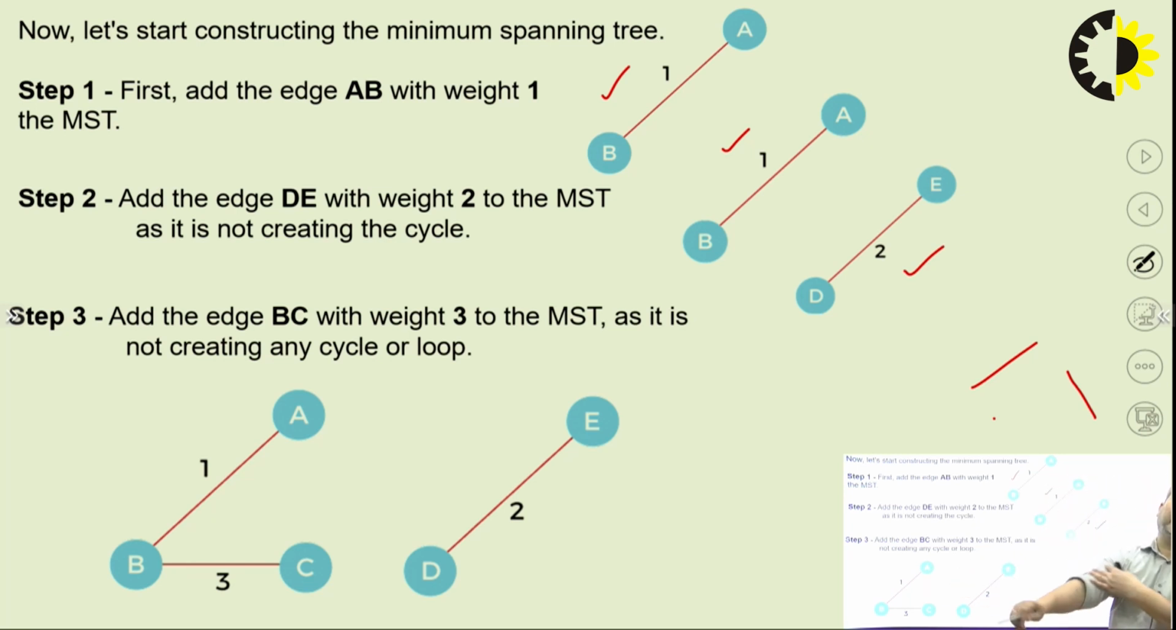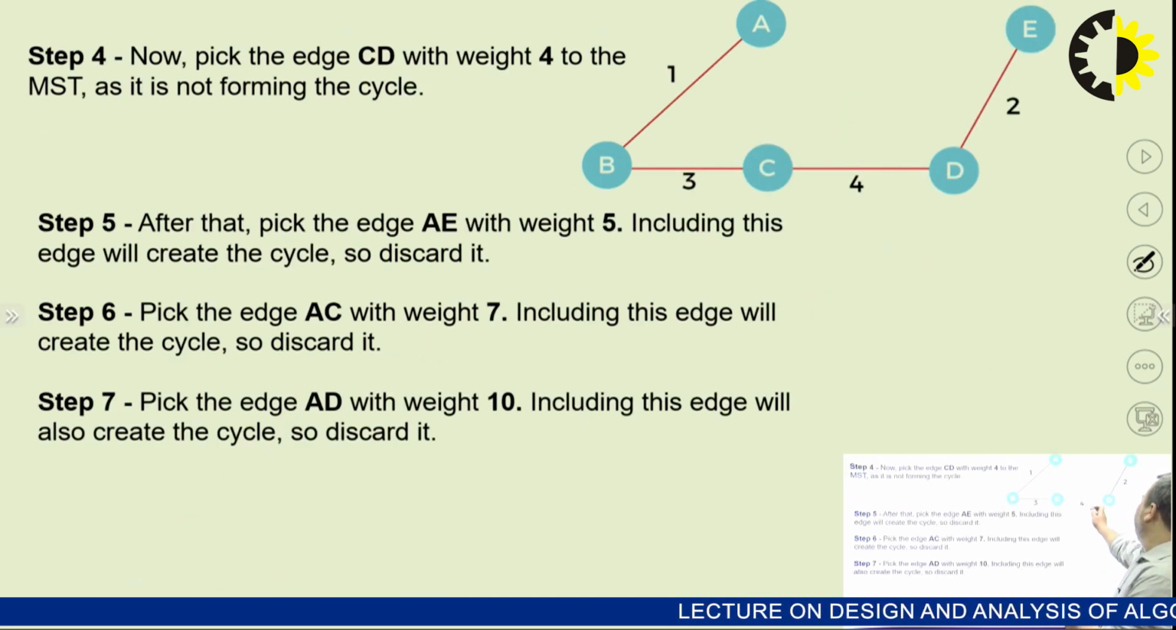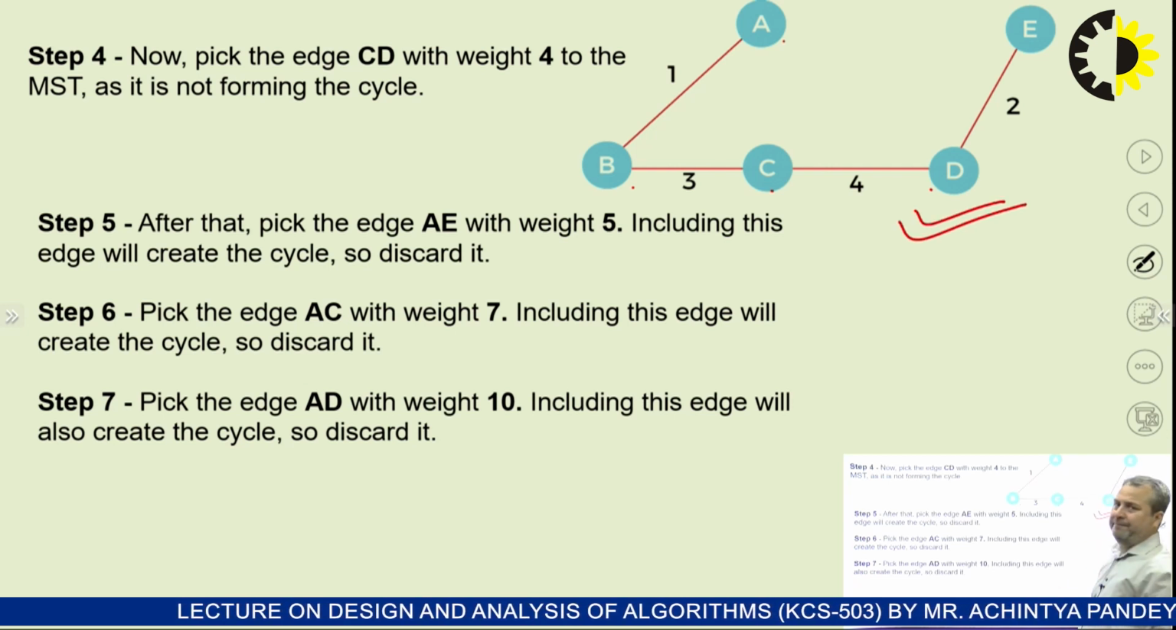So here we need to ensure that no edge is added which creates a cycle. That only needs to be ensured. So CD will not cause any cycle. So in the next step we have added CD. So we have A, B, C, D, E. How many vertices? 5 vertices, all are included. There is no cycle. So this will become the MST.